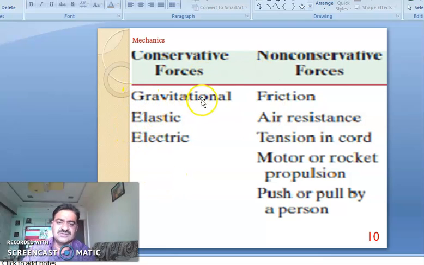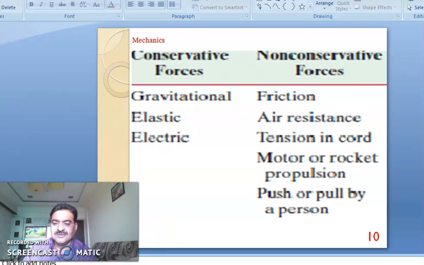So in this way, there are again different types of forces, conservative forces and non-conservative forces. Conservative forces are such as gravitational force, elastic force, and electric forces. Non-conservative forces are friction, air resistance, tension in a cord, motor or rocket propulsion, and push or pull by a person.